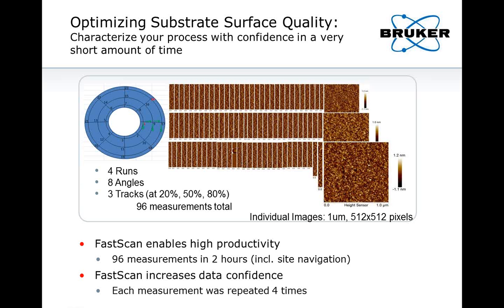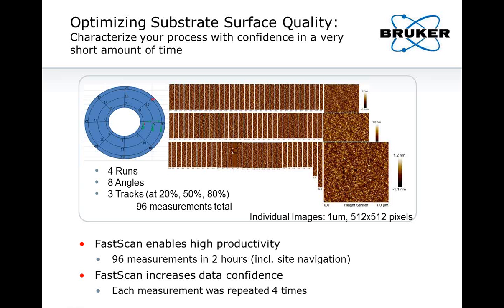So what we've done here is we imaged a disk as it's shown on the left side, and we did 4 runs on this disk and we imaged it at 8 different angles. You can see there's a counterclockwise. It starts from 1 to 8, and we imaged it at 3 tracks going from the inside of the disk to the outside of the disk, totaling 96 measurements. And each image was 1 by 1 micron, consisting of 512 by 512 pixels. And the amazing thing is that these 96 measurements took only 2 hours.